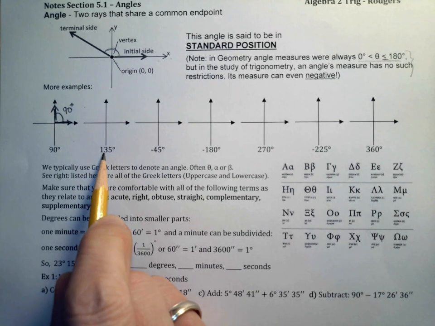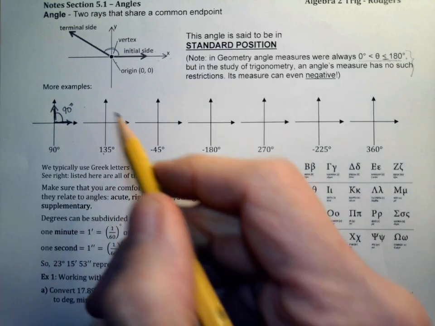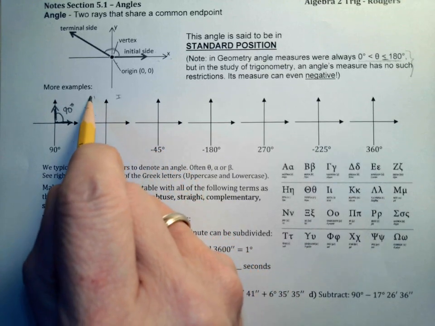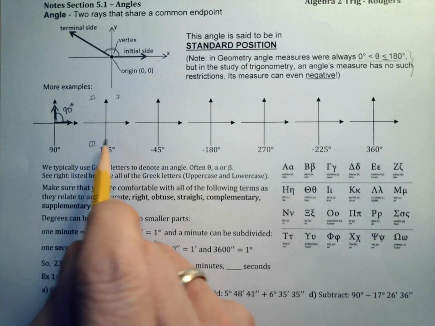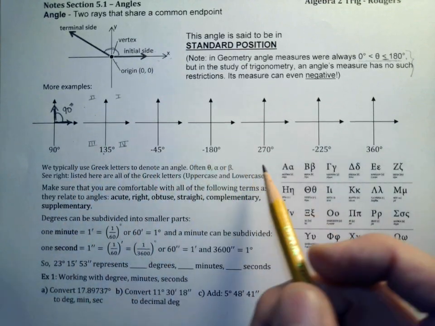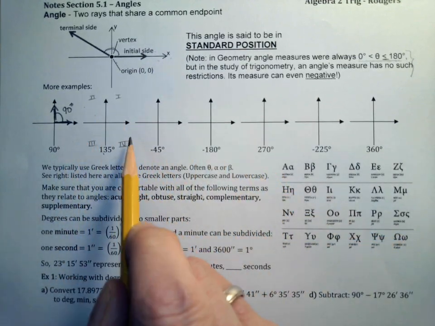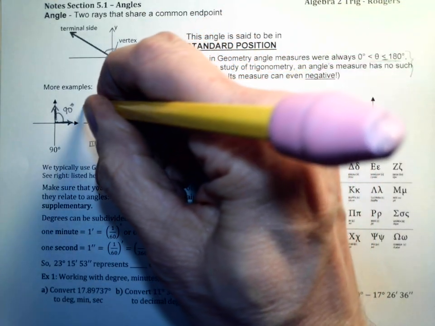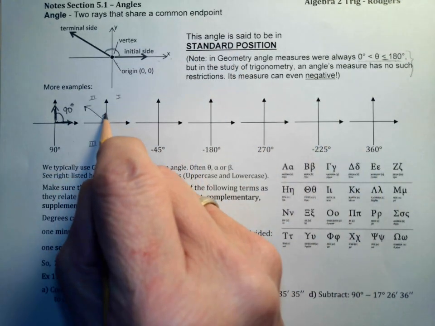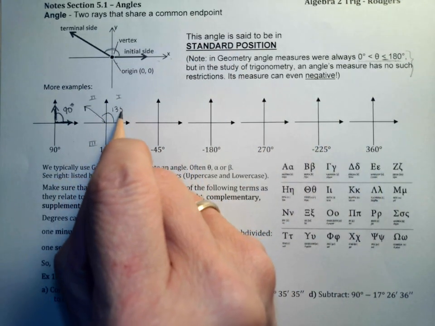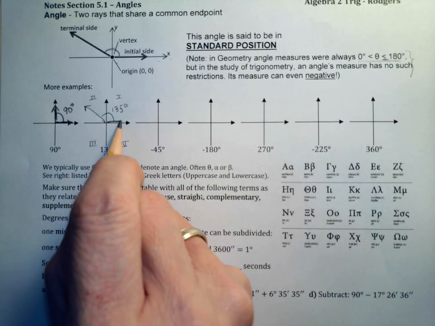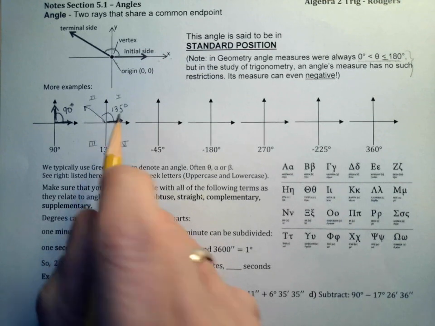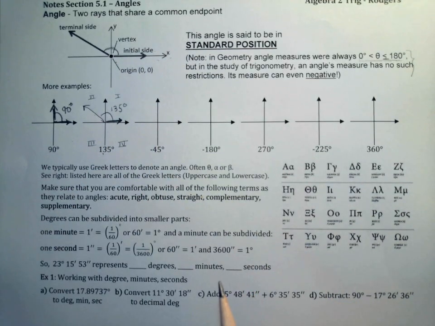So 135 degrees would be over here in the second quadrant. So we have, again, the first quadrant, second quadrant, third quadrant, and fourth quadrant, often written with Roman numerals. So it's going to be over here in the second quadrant. And so that angle is 135 degrees. You can see I didn't even draw the initial side. On the x-axis is the initial side.